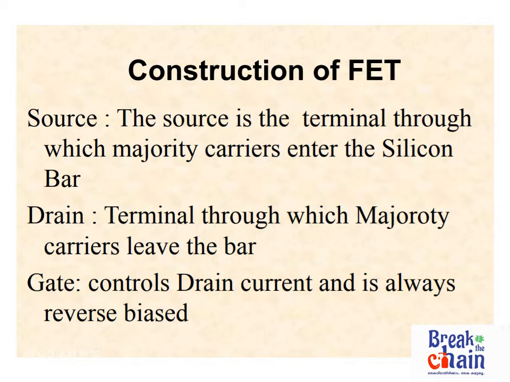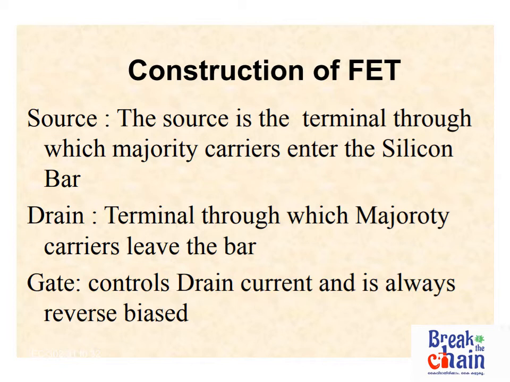Then here also I am saying something more about the constructional details. Source: the source is the terminal through which majority carriers enter the silicon bar. Drain: this is the terminal through which majority carriers leave the bar. Gate controls drain current and is always reverse biased.